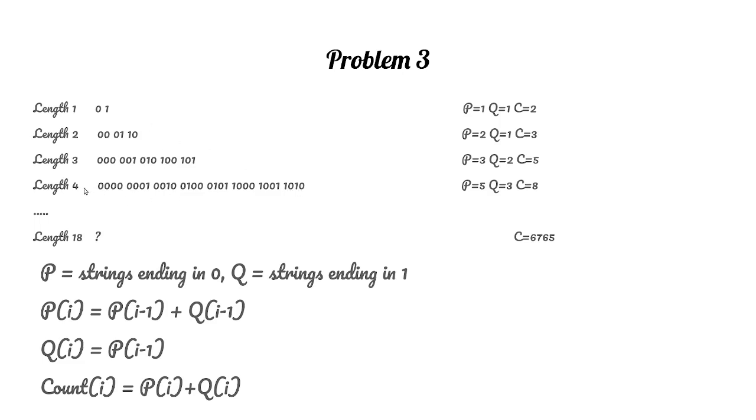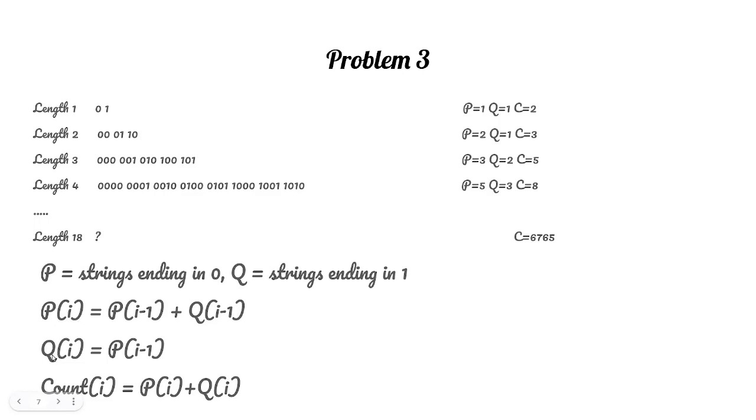So let's now denote all the strings which are ending in 0 with P, and denote the strings ending in 1 with Q. Then P of i, where i is the length of the string, is equal to P of i minus 1, which is all the strings of length i minus 1 ending in 0, plus Q of i minus 1, all the strings of length i minus 1 ending in 1. That will give us the number of strings of length i ending in 0.